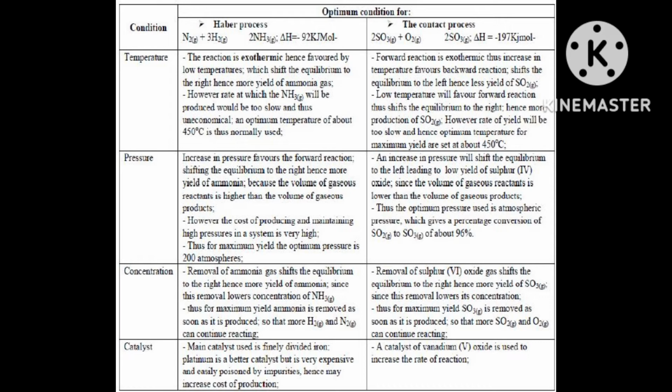Suppose H2 plus I2 is in equilibrium with 2HI, as an example. Then the pressure of HI squared divided by the pressure of H2 into the pressure of I2 is equal to Kp. This is the type of expression you have to write. If pressure is given in place of concentration, then you have to calculate Kp.